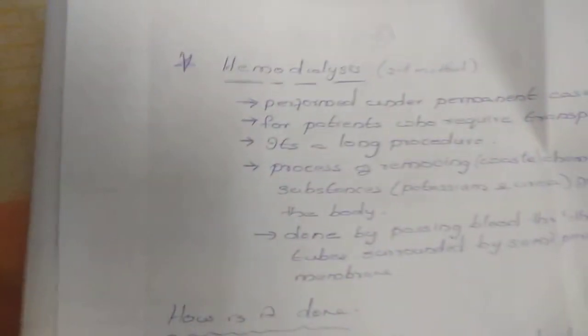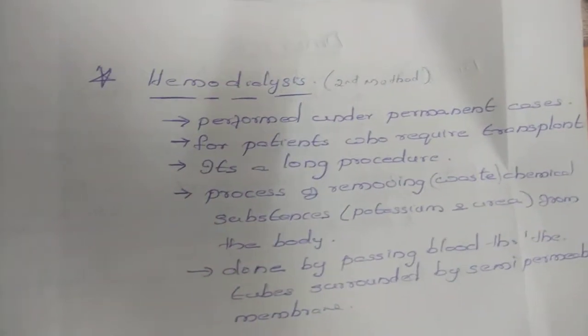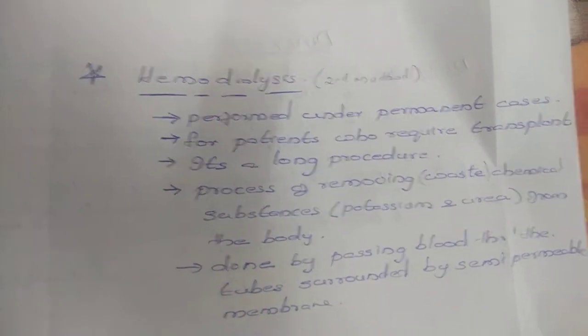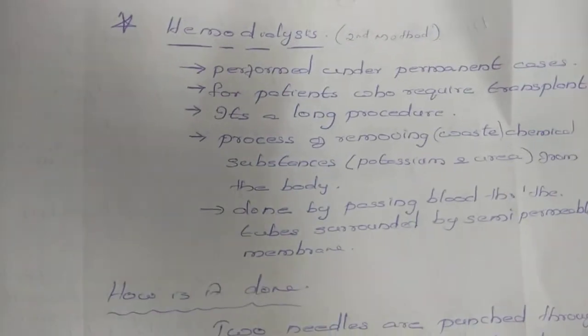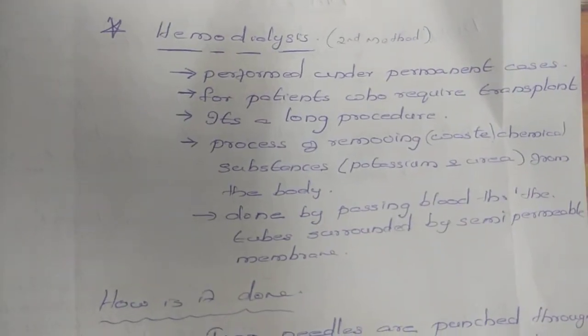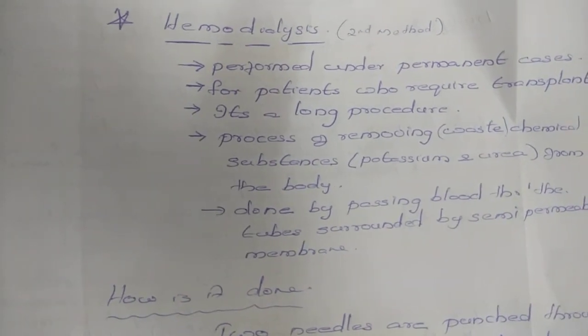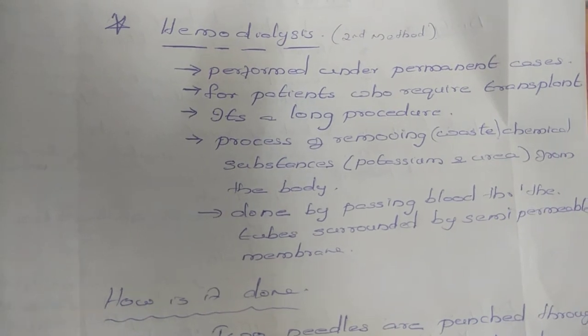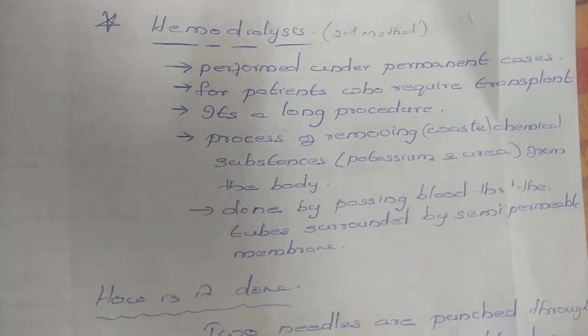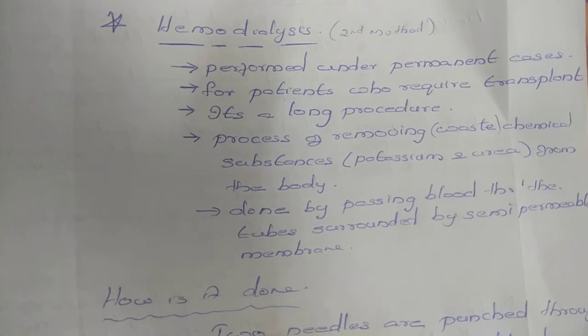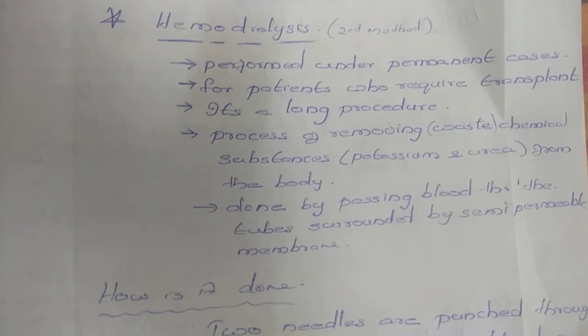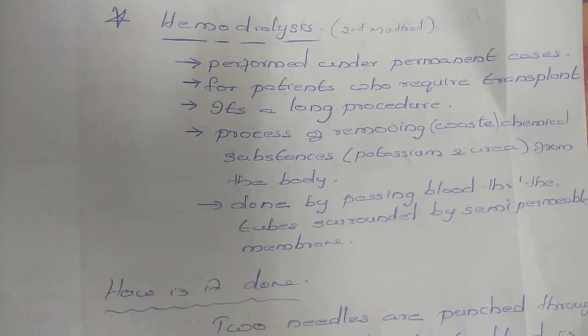Now let us see what happens in hemodialysis. What do you mean by hemodialysis? It is performed under permanent cases. That is, when the kidney function of a patient has already stopped and external dialysis is a must. In that case, hemodialysis is being used. It is used for patients who require transplantation.